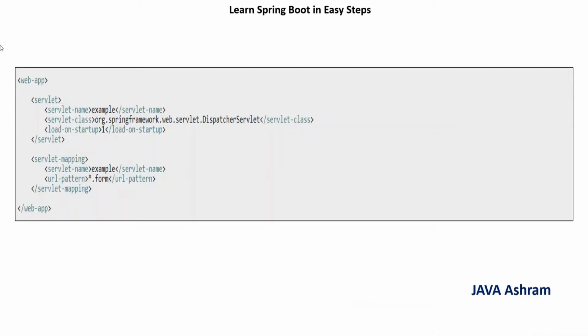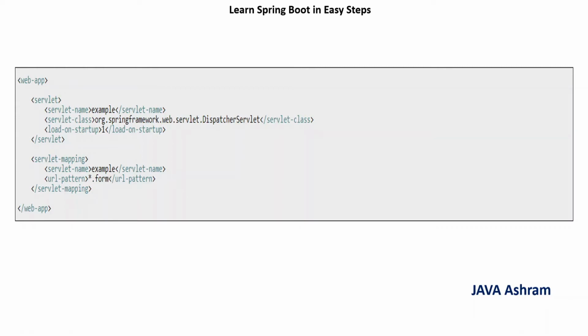If you see how we used to do the configuration for the dispatcher servlet, this is the traditional way. But using Spring Boot we don't need to bother about all these things, the Spring context and the Spring dispatcher servlet. Spring Boot will do it and use the auto configuration feature to do all this configuration for you.